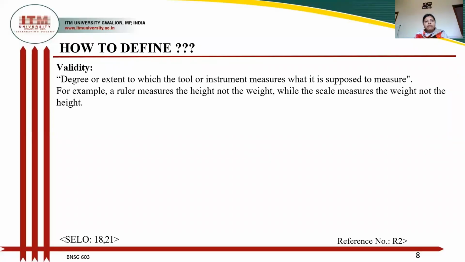So how do we define validity? Validity is the degree or extent to which the tool or instrument measures what it is supposed to measure. In a simple way, it measures exactly what it was made for. That is what we call validity.